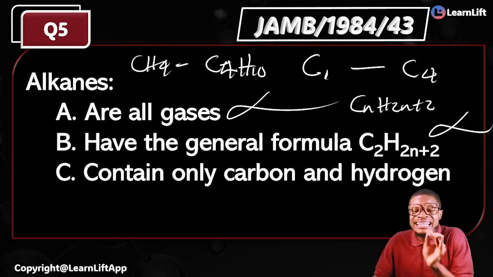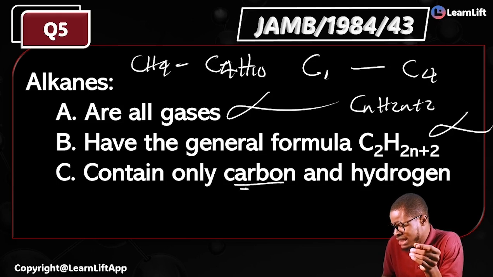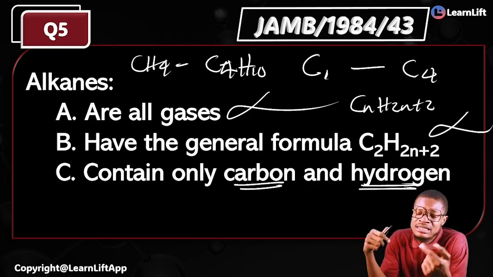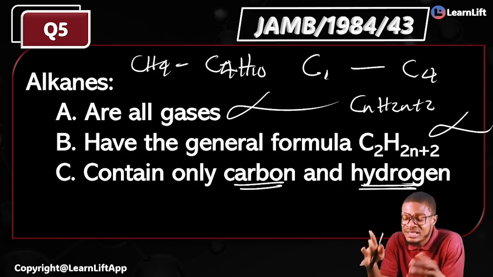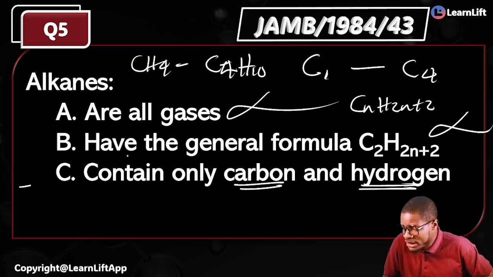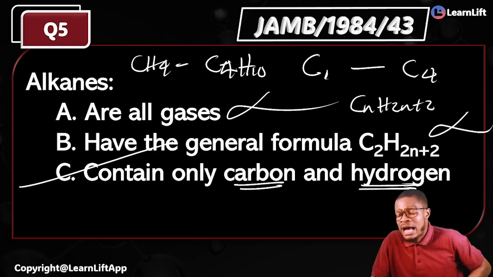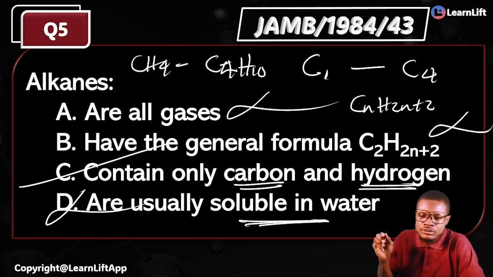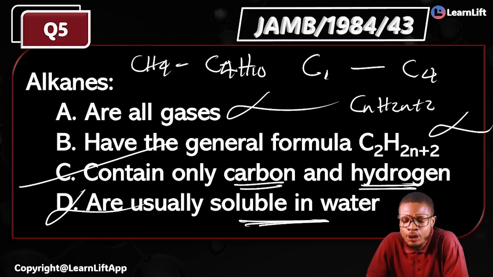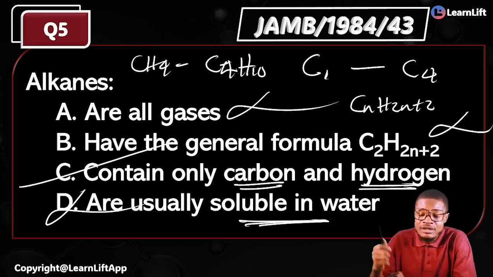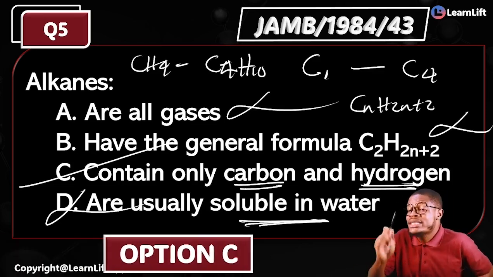Option C says alkanes contain only carbon and hydrogen. Alkanes, what are they? Alkanes are hydrocarbons. Alkenes, alkynes, benzene, cycloalkanes, they are what? Hydrocarbons. So they contain carbon and hydrogen only. Yes, that's very true. Hydrides of carbon are hydrocarbons. And then option D says they are usually soluble in water. It is not true. Alkanes, are they soluble in water? No. Why? Because alkanes are non-polar. Because they are non-polar, they cannot dissolve in water. So what is the answer? Option C is the correct answer.